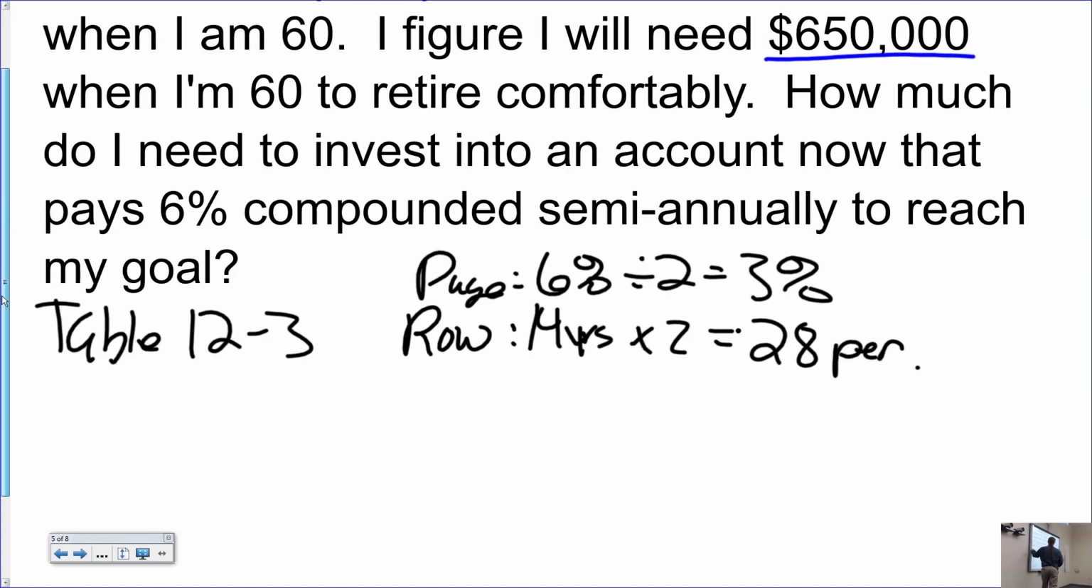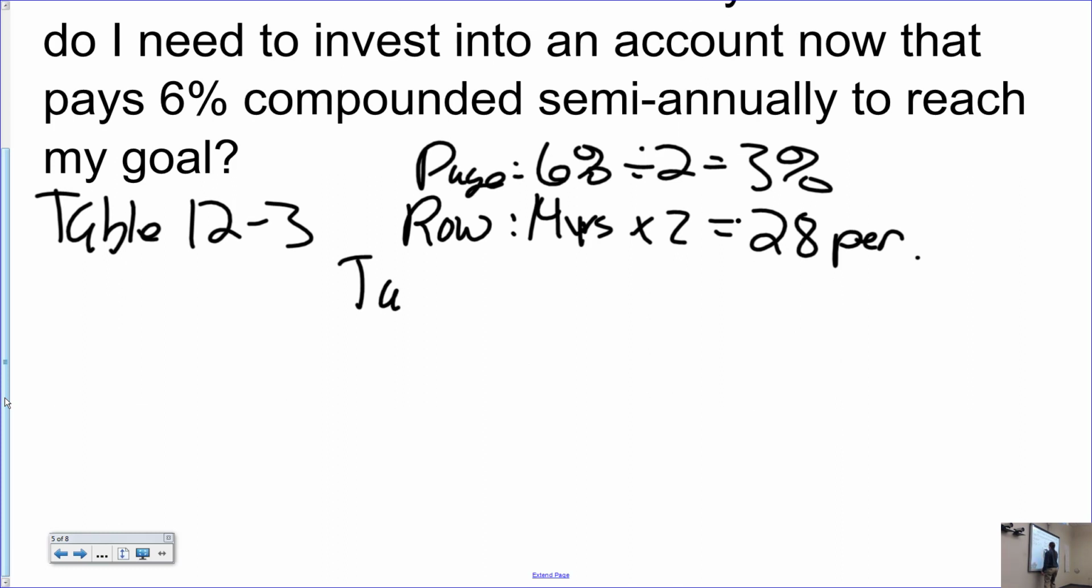All right, so what's my table entry? 0.4371. Multiply by the 650,000.